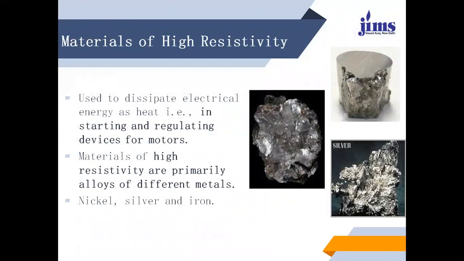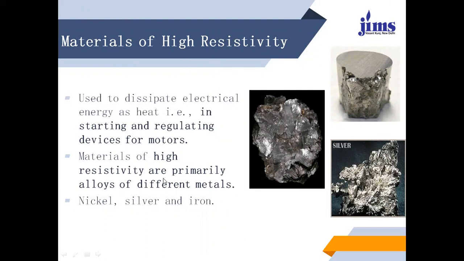High resistivity material offers a high resistance against the current, and is used to dissipate electrical energy as heat. It is used in starting and regulating devices for the motor. Whenever we start the machine, a very high current flows over the motor winding. To control it, we use high resistance devices at start so that the starting current will be low for the motor. So dissipating electrical energy as heat is associated with high resistivity material.